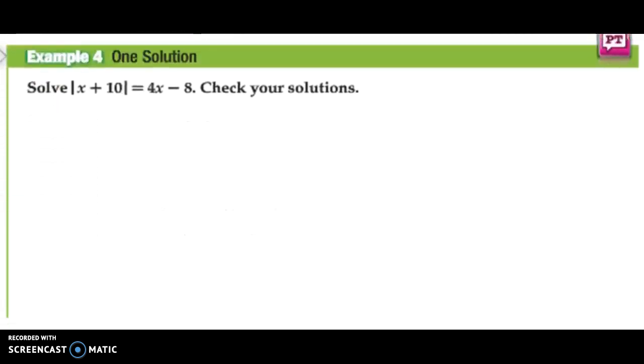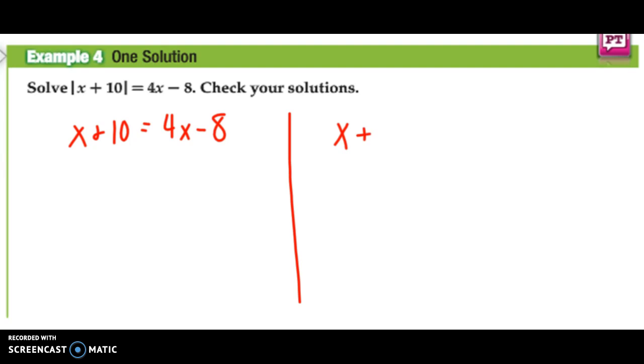Let's look at this example right here. It says solve the absolute value of x plus 10 is equal to 4x minus 8. Check your solutions. Okay? So just like we did before, we set it up and we say, okay, 2 different ways. Either x plus 10 can equal 4x minus 8, or x plus 10 is equal to, now I want that other side to be negative. So I look at this and I say, if I get everything in negative, it would be negative 4x, and then negative times minus 8 would be positive 8. Okay? So you'll see I have 2 different solutions now.